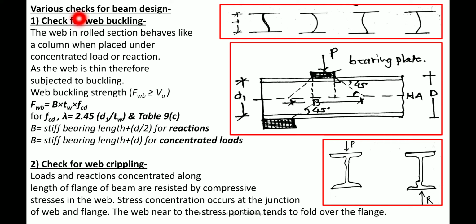Then various checks are needed to check the design of the beam. The first check is nothing but the check for web buckling.